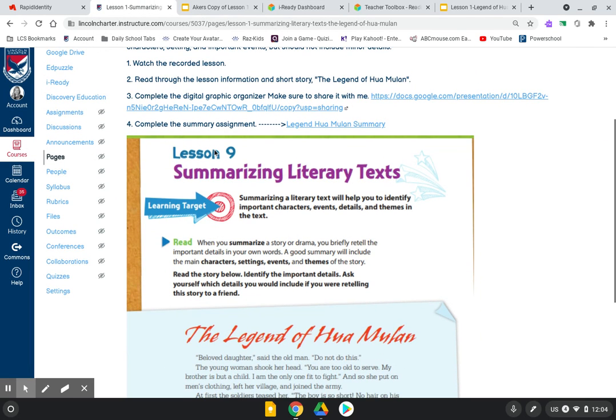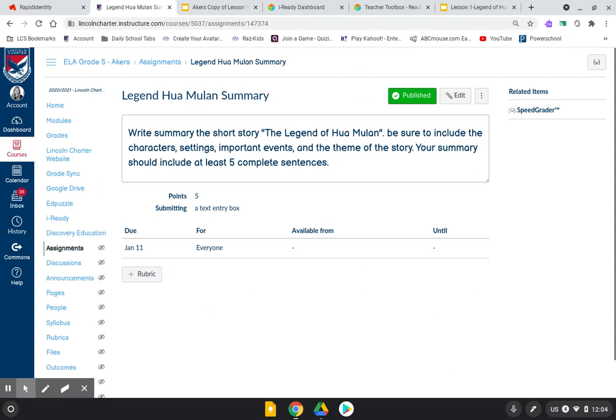So in order to do that, please click on the link here. It will take you to the assignment page, the Legend of Mulan summary. Write a summary of the short story, The Legend of Mulan. Be sure to include the characters, settings, important events, and the theme of the story. Your summary should include at least 5 complete sentences.